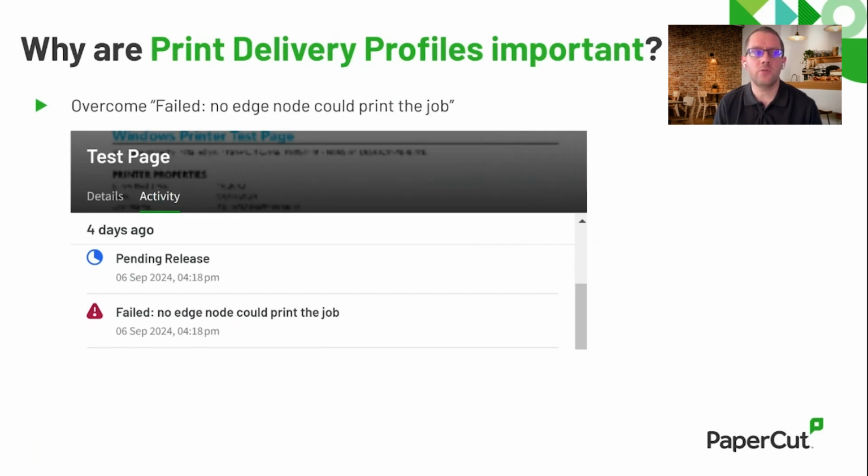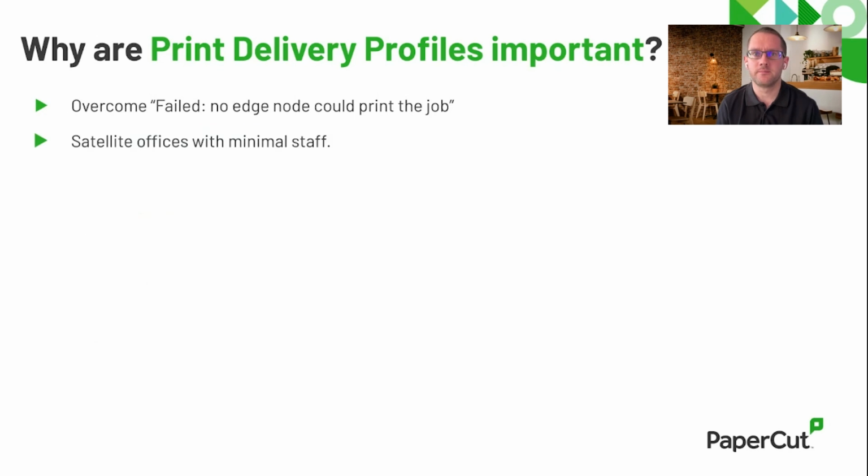So let's run through maybe a few scenarios where print delivery profiles would be a good fit over autopilot. The first one is the reactive use case. The customer's running Hive, they've got autopilot enabled, and maybe they start to see jobs failing to release. Specifically, jobs that fail with the error you can see here: no edge node could print the job. To resolve this, the customer can set up a print delivery profile, which then defines how a job can be handled.